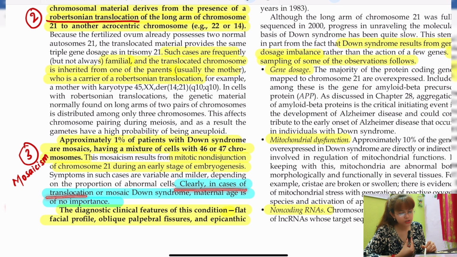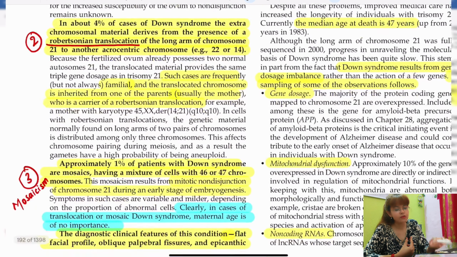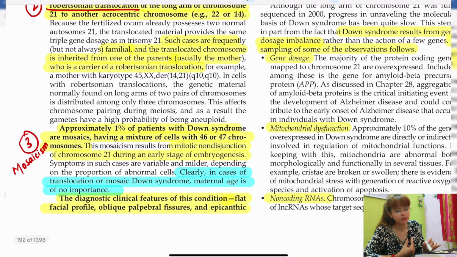Clearly, in cases of translocation or mosaic, maternal age is of no importance. Very, very important point. In the mechanism which is the meiotic non-disjunction, the maternal age is of importance. But if you talk about the Robertsonian translocation and the mosaicism, then the maternal age is of no importance. And therefore, even a mother who is of younger age can give birth to a baby having Down syndrome, because maternal age is of no importance in 5% of the cases. The remaining 95% of the cases do have a relation with maternal age.